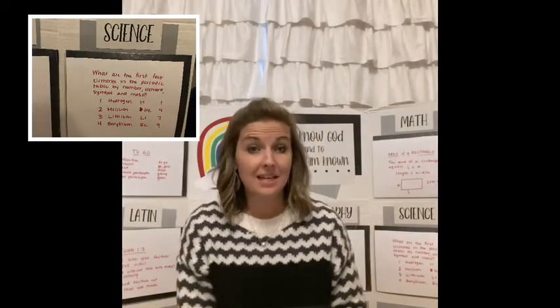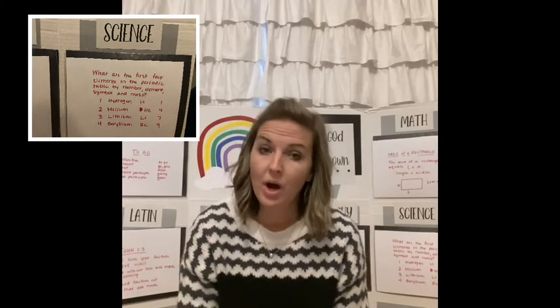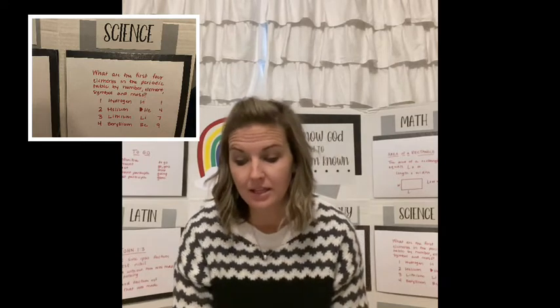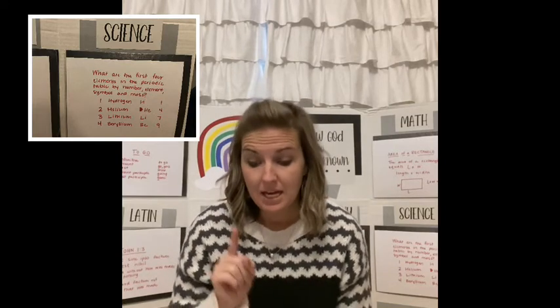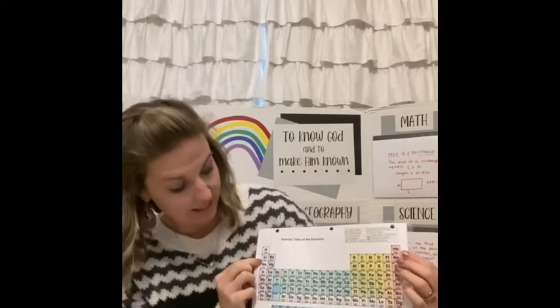Okay, this week in science, we're going to be talking about 4 elements. Our question for science says, what are the first 4 elements in the periodic table by number, element, symbol, and mass? So if you remember, we talked about this last week. This is our periodic table, and it's asking us about the first 4. So the first one is hydrogen. The second one is helium. It's way over here. And then we have lithium and beryllium. But it's asking us to be able to tell them based on number, element, symbol, and mass.